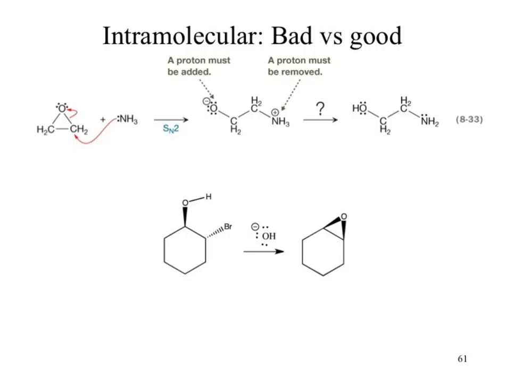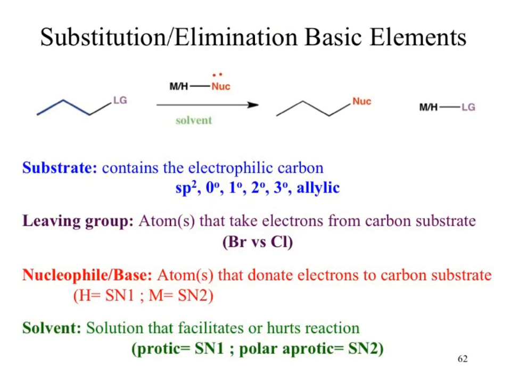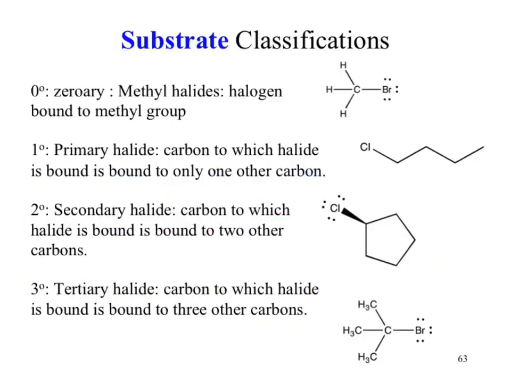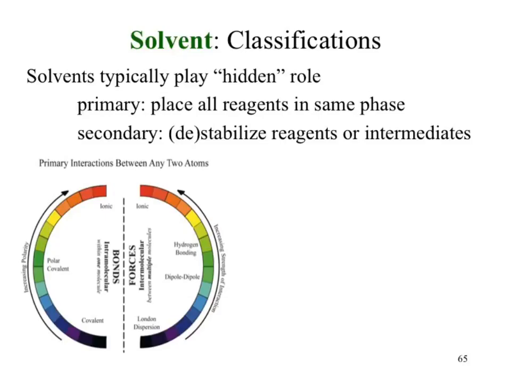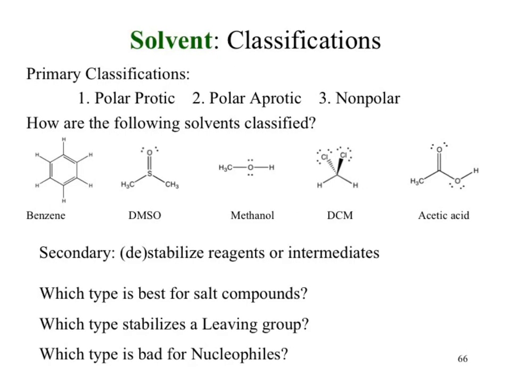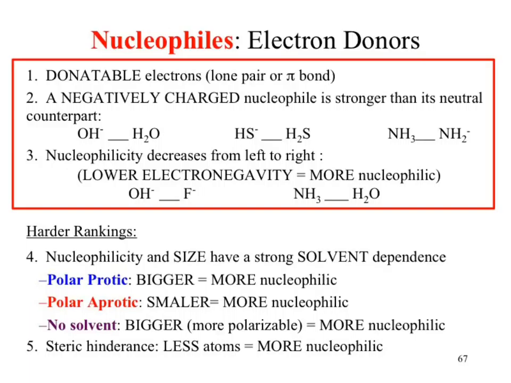That's why. So where I really want to focus that online video is going to be starting with this, looking at the substrate, leaving group, nucleophile and or base, and solvent. So that's this next sequence of slides. Substrate classifications, leaving group abilities, a bunch of rules, solvent classifications. We already talked about this in Unit 1, but how do those solvents then play roles in deciding your mechanisms? And then nucleophiles. The big issue with nucleophiles, there's a bunch of different rankings here. The big red box is because you need to know those. The harder ones, maybe one question on.